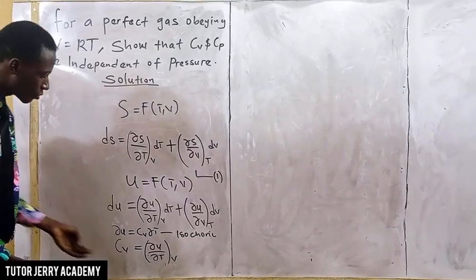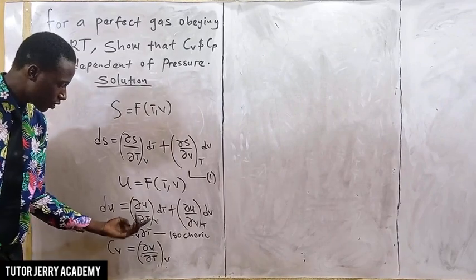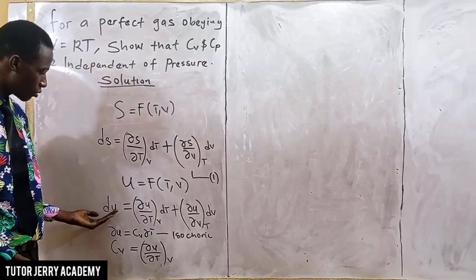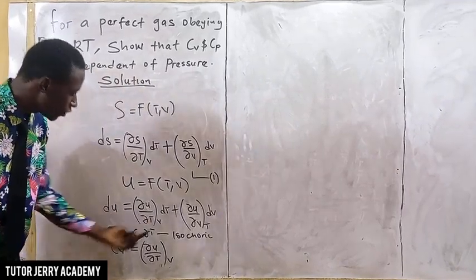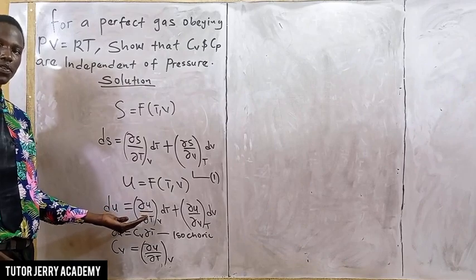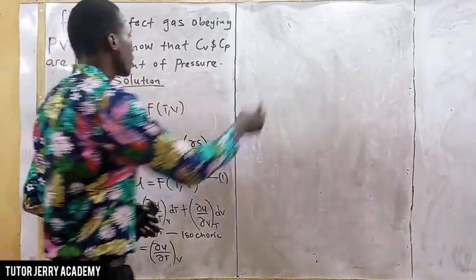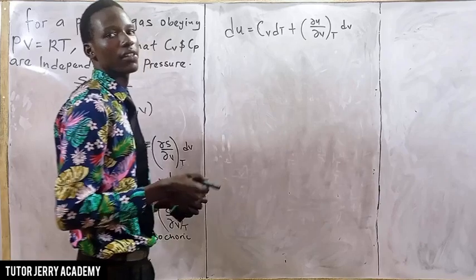Next, we are going to substitute the value of Cv into the above equation. That is, dU will now be equal to Cv dT plus the partial derivative of U over the partial derivative of V, keeping T constant, dV.